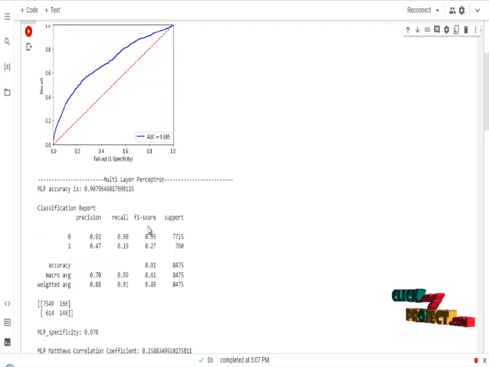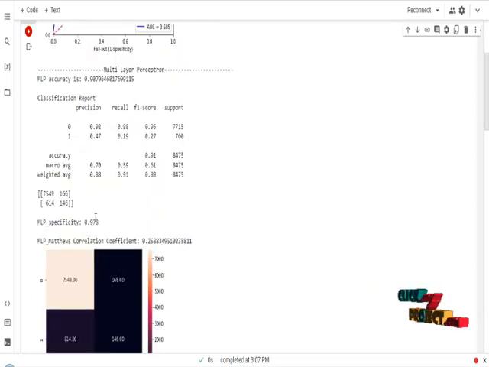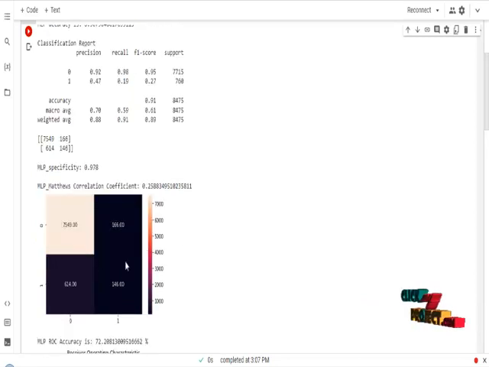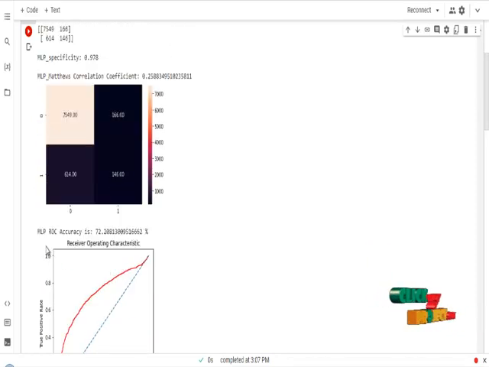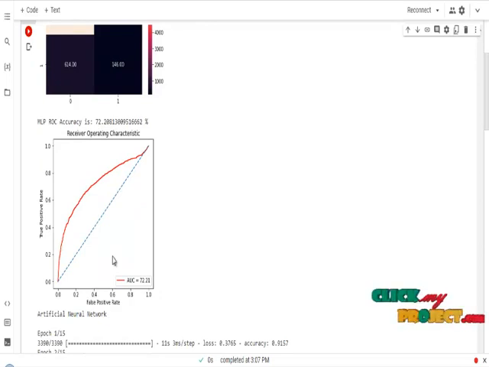Our second algorithm is the multi-layer perceptron, which is one of the neural network algorithms. The MLP algorithm result is 90%. These are the classification report and the confusion matrix for the multi-layer perceptron algorithm. The MLP specificity is 0.9, and the Matthews correlation score for the MLP algorithm is 0.25. The ROC accuracy of MLP is 72%, and this is the ROC curve for the multi-layer perceptron algorithm.